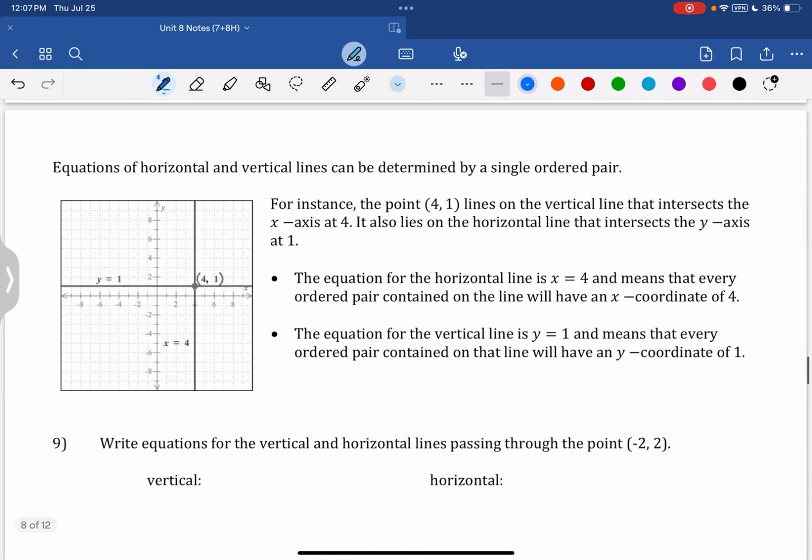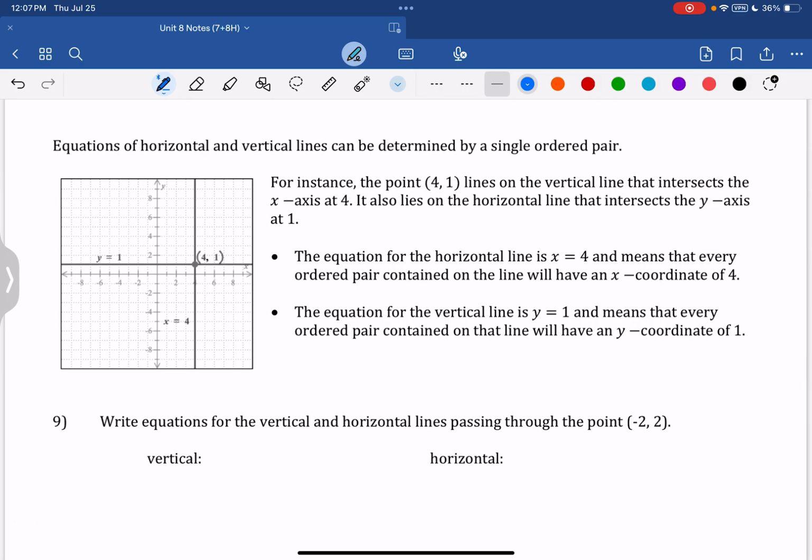All right, we have some special cases. What about horizontal and vertical lines? Equations of horizontal and vertical lines can be determined by just a single ordered pair. For instance, the point (4, 1) lies on a vertical line that intersects the x-axis at 4. It also lies on a horizontal line that intersects the y-axis at 1.